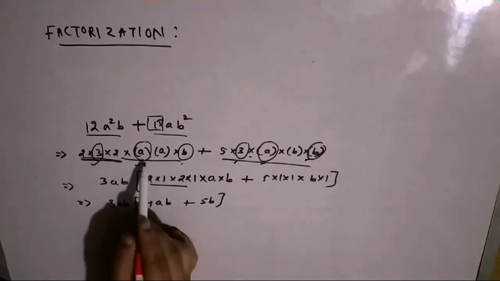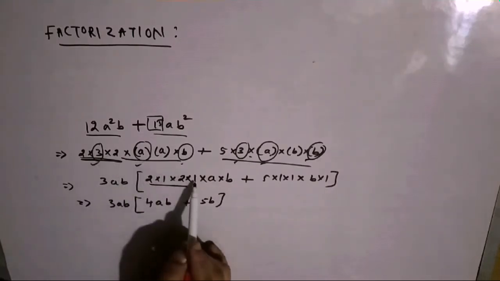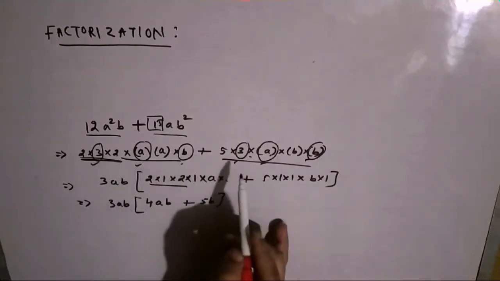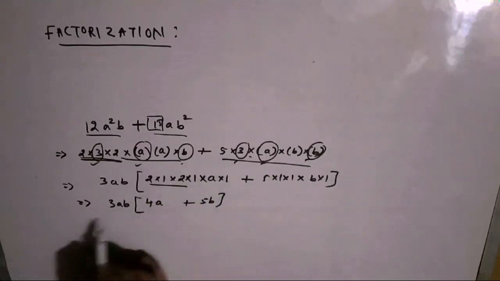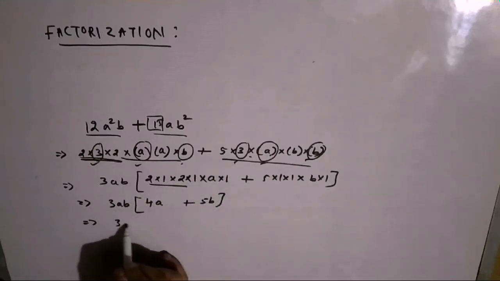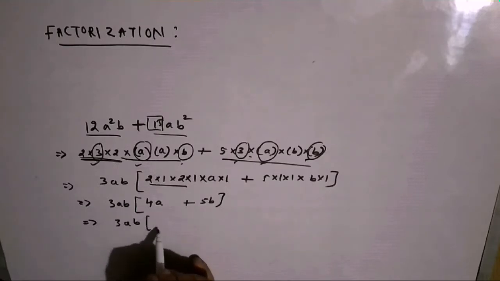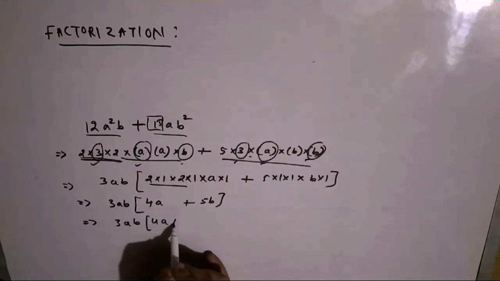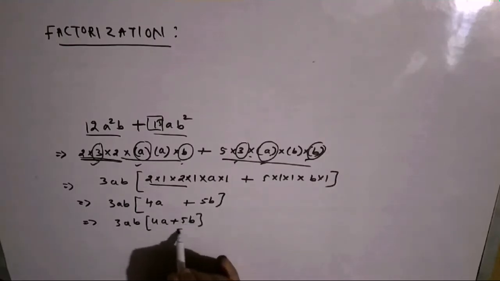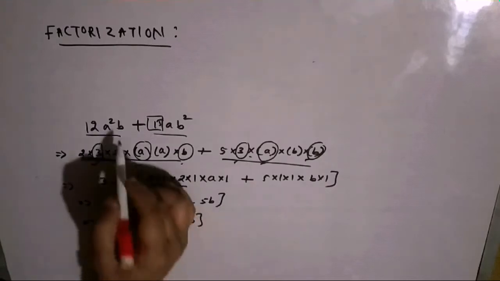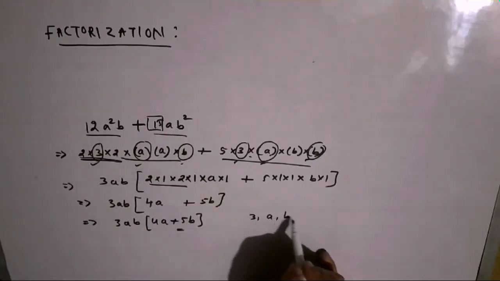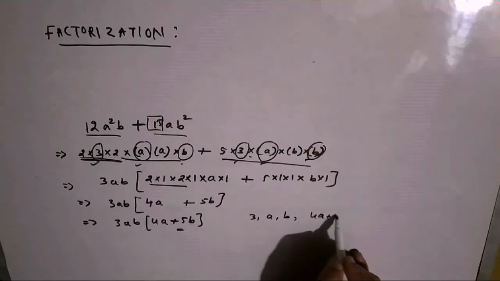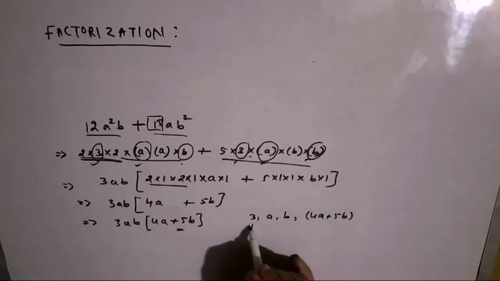3 is taken common. In place of a you have 1, in place of b there is 1. So there is a mistake, there is no a, so that would be the factor. So only 3 into a, b, and 4a plus 5b are the irreducible factors of this expression.